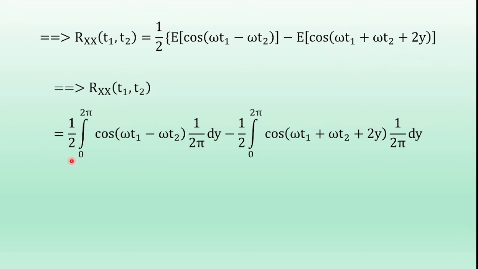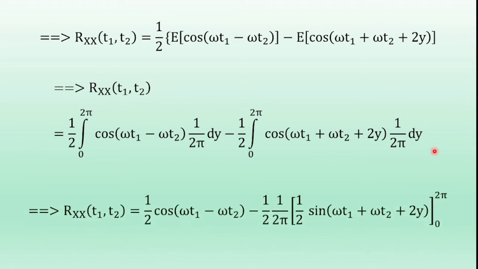So 1 by 2 times the integral from 0 to 2 pi of cos of omega t1 minus omega t2 into, now here y is the random variable and its probability density function is 1 by 2 pi, into dy, minus 1 by 2 times the integral from 0 to 2 pi. Here the function is cos of omega t1 plus omega t2 plus 2y into the density function of the random variable y, which is 1 by 2 pi, into dy. So 1 by 2 pi is a constant, and it is placed before the integration.